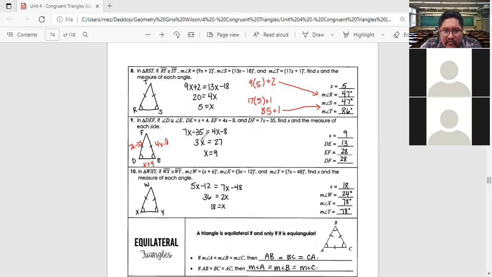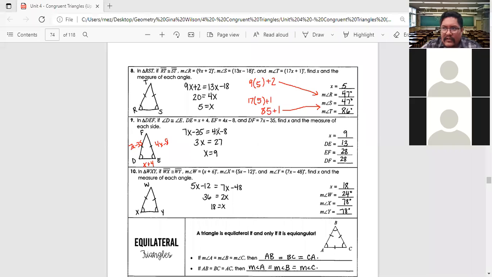Carry out our algebra. So in this case here, minus 4X from both sides. So 7 minus 4 would be 3. Add 35 to both sides. So that'd be like 35 minus 8, which would be 27. And X equals 9.